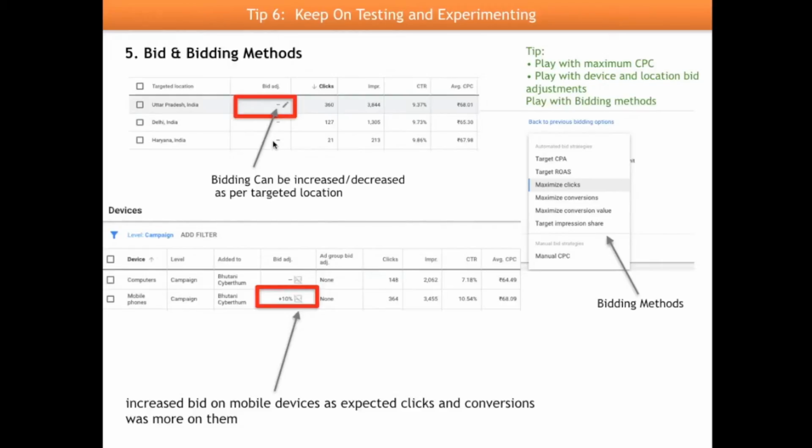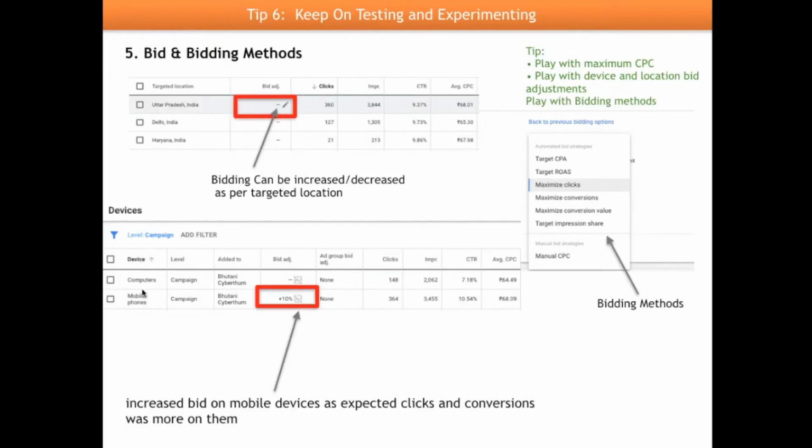If you want to decrease it by 10%, you can click on this pencil, and it'll give you the option of increase or decrease, and by 10% or 20%. Supposedly your bid is 10, if you decrease by 10%, it will be 9 for that particular area and 10 on all the other areas. So you can manage it by location.